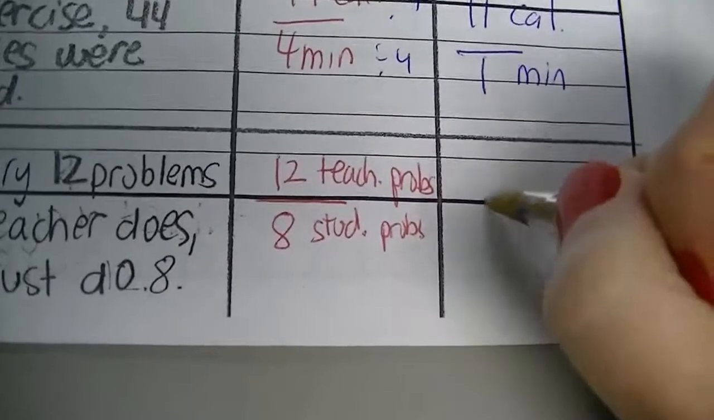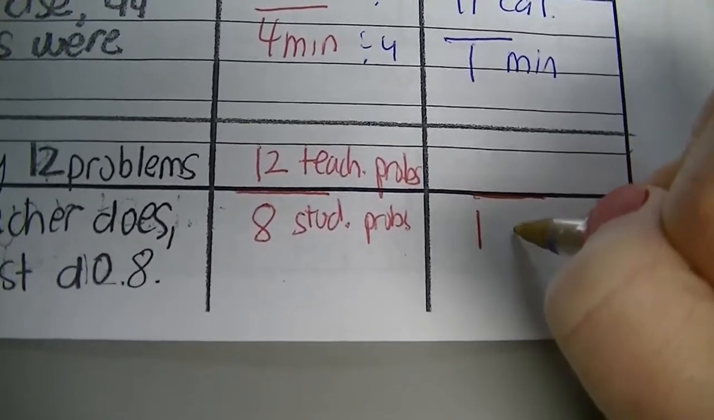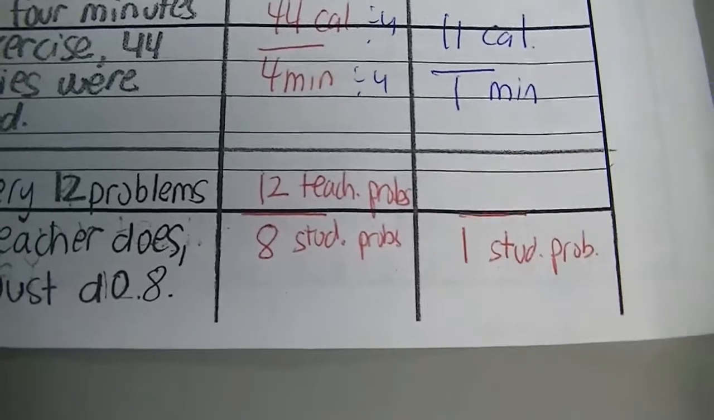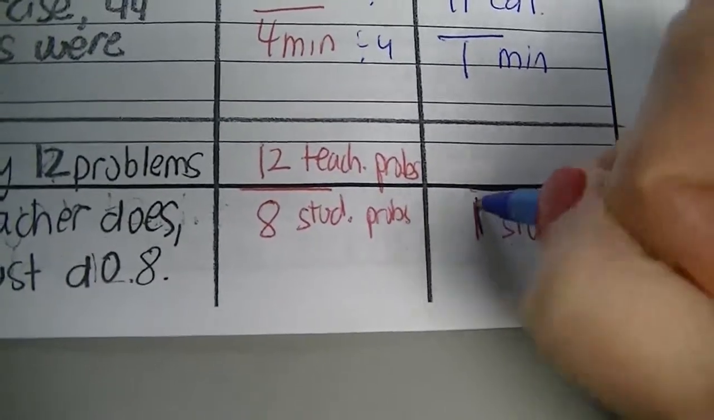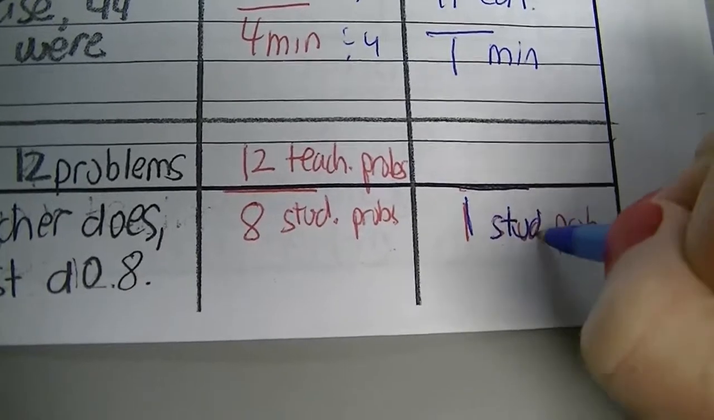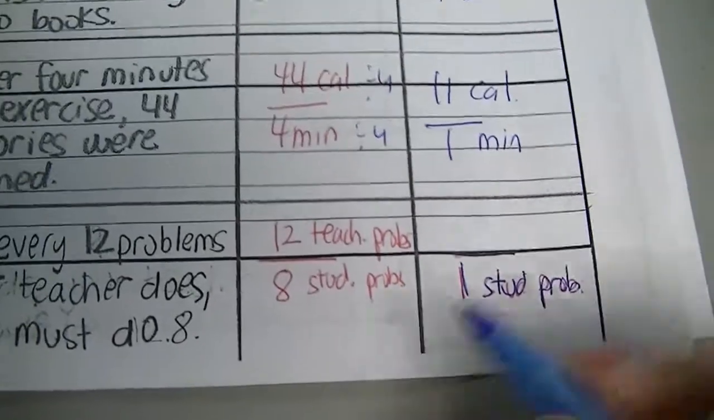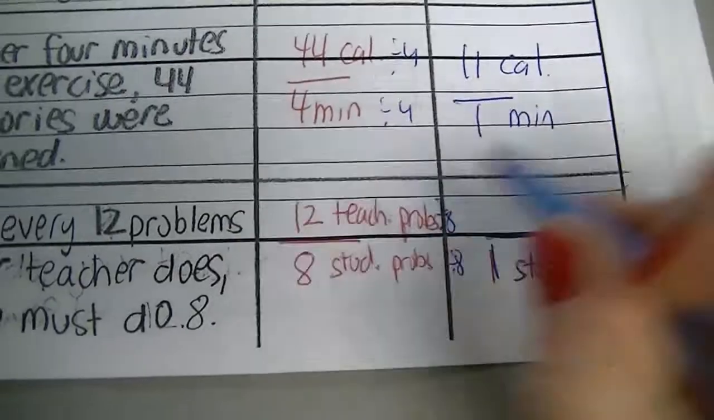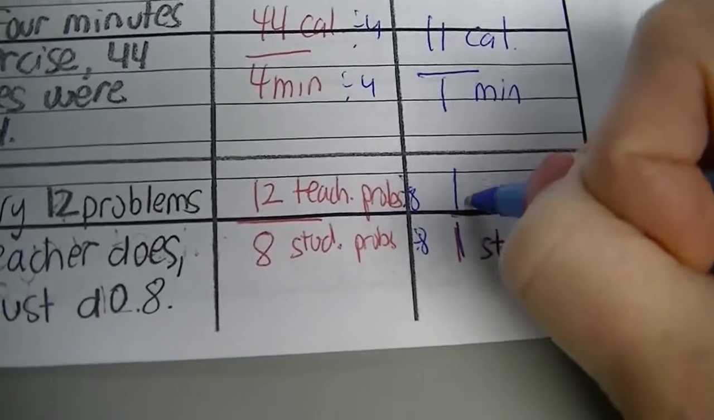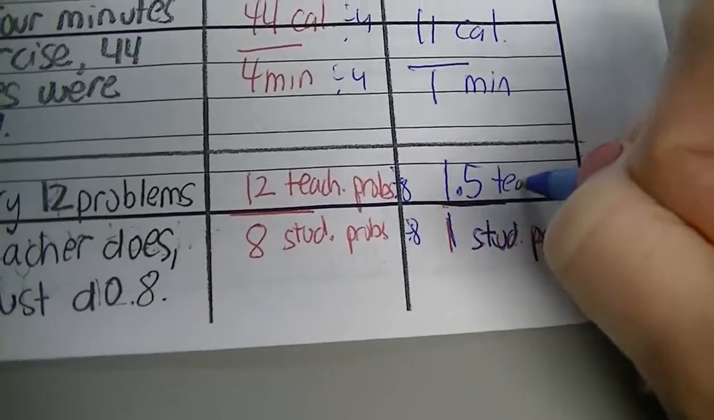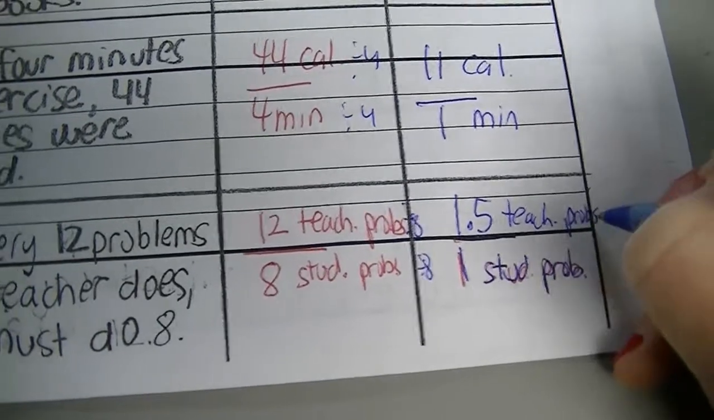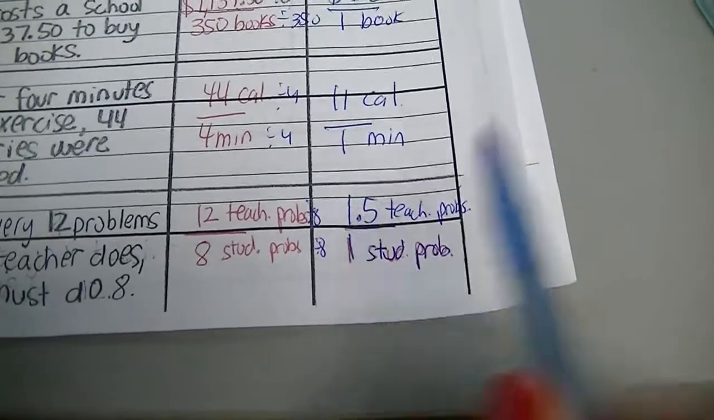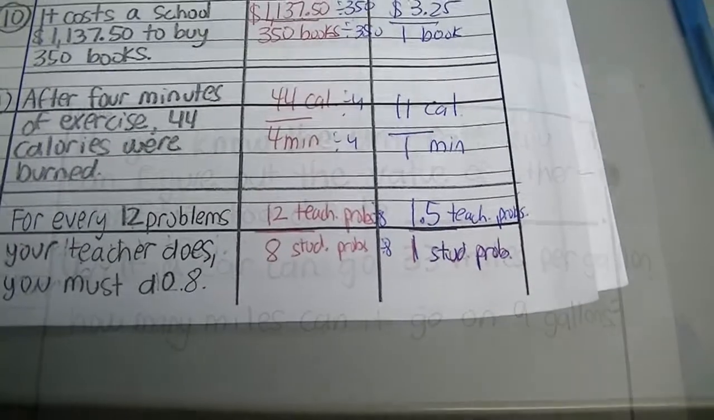Okay, and so I want to know, well, if a student does 1 problem, how many did the teacher have to do? Okay, oops, sorry, I should have written that in blue so it matches. Okay, so 8 divided by what number equals 1? Well, it's 8. So 12 divided by 8, you would get 1 5/10, or 1 1/2. Okay, so what this means is when the student does 1 problem, the teacher has to do 1 1/2 problems. Okay? All right, go ahead and turn the page.